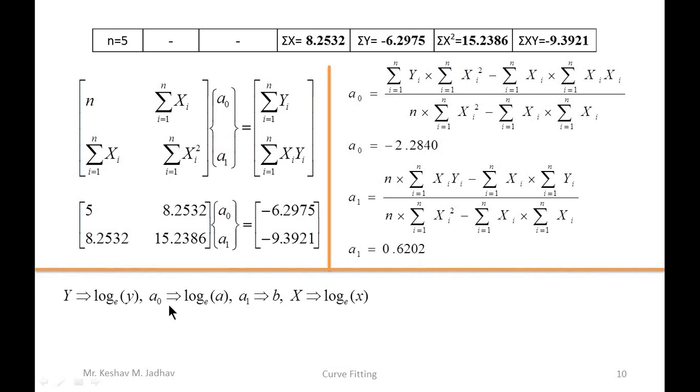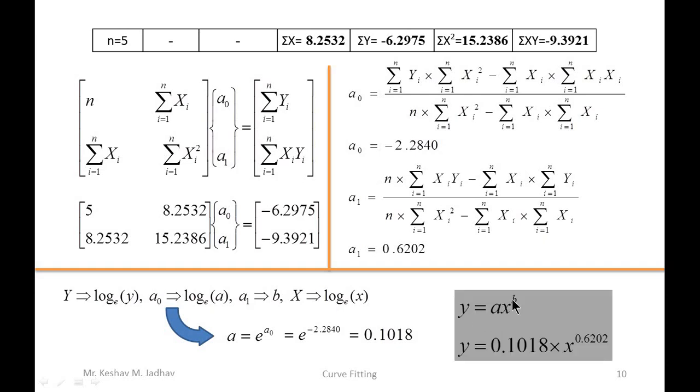Now we have A0 is equal to log A. So from this we can rewrite this equation as A is equal to e raised to A0. So if you put A0 is equal to minus 2.2840, then we will get value of A as 0.1018. And from this relation, value of A1 is nothing but value of B. So value of B is equal to 0.6202. So if you put these values of A and B in this power equation, then we will get y is equal to 0.1018 into x raised to 0.6202. So this is the power model for given data points.